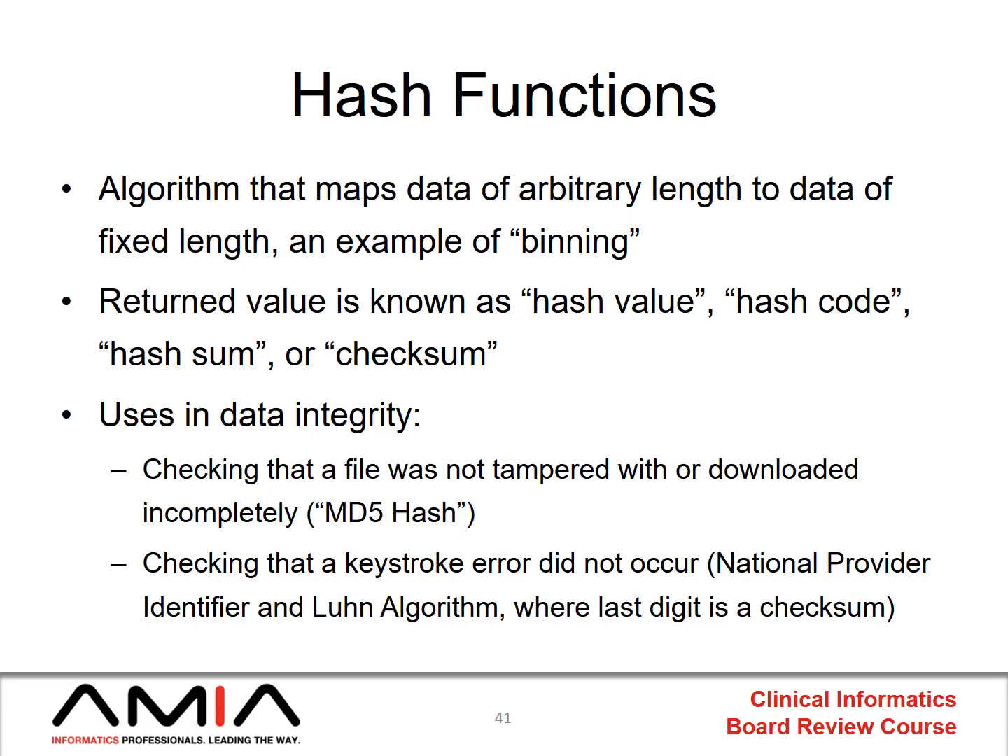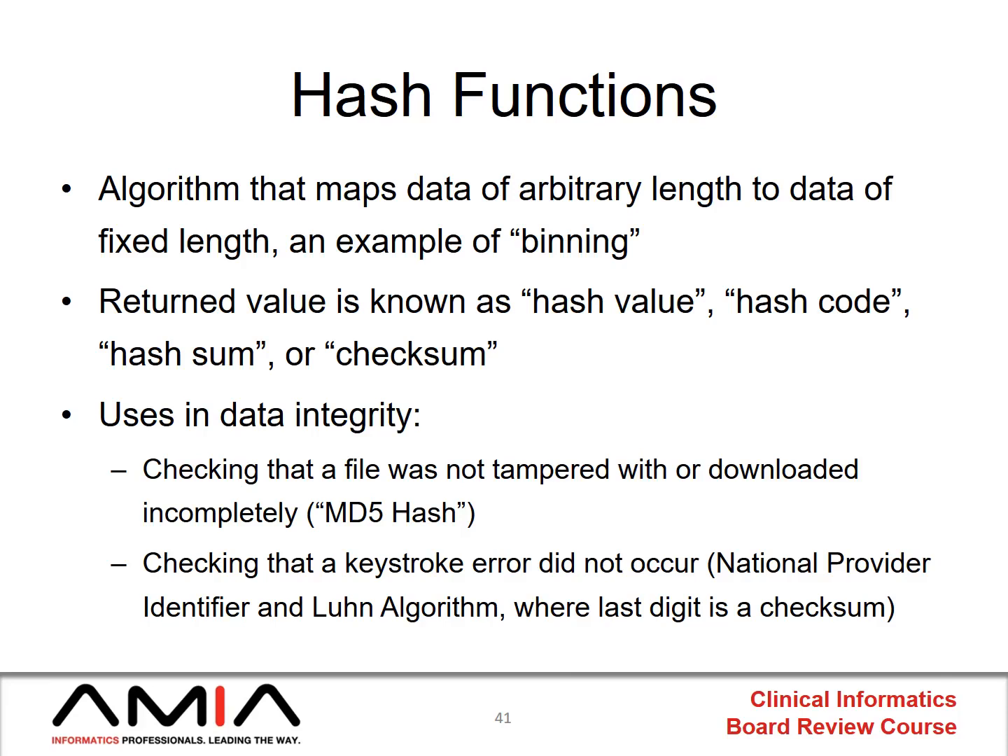Let's talk about a specific type of algorithm or function called a hash function. What hash functions have in common is that they are algorithms that can map data of any arbitrary length to data of a very specific fixed length. These are basically examples of binning functions. They're ways that you can map large chunks of data to more simplified values or representations.